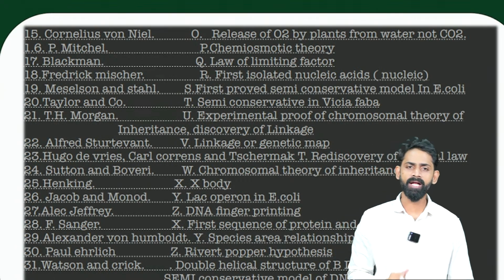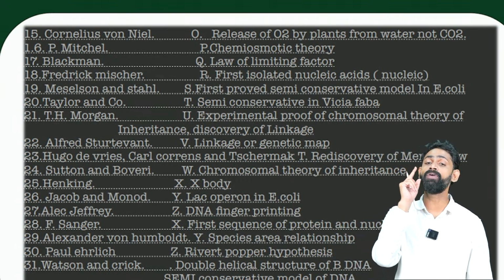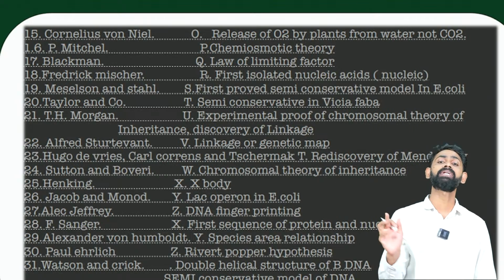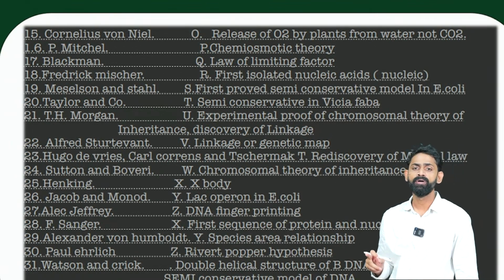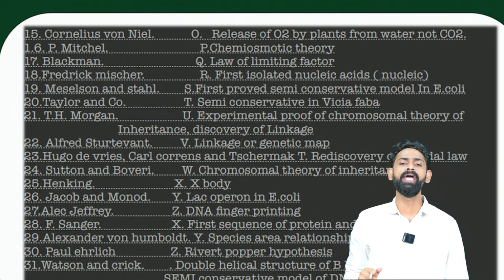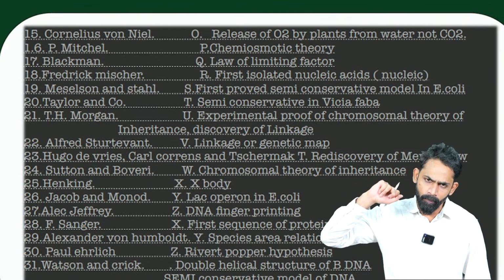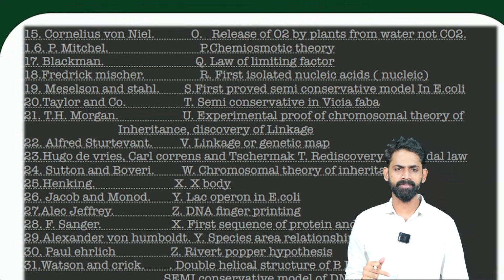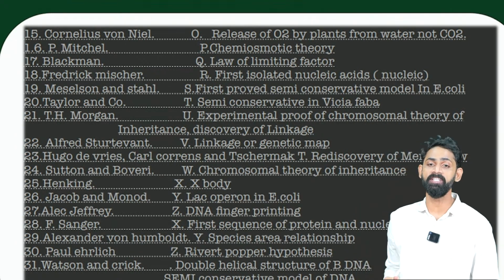Next one, T.H. Morgan sir, experimental proof for the chromosomal theory of inheritance. Don't get confused. The chromosomal theory of inheritance was proposed by Sutton and Boveri, but the experimental proof was given by T.H. Morgan sir, along with the discovery of linkage.